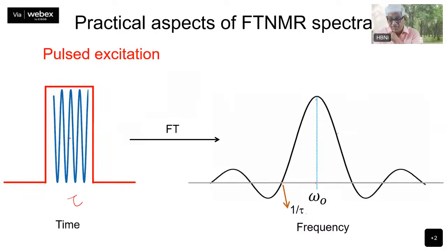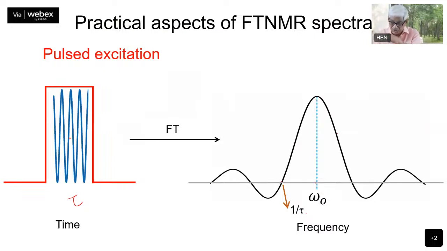So therefore, you will have a very narrow excitation. If tau is equal to 1 second, you will only have 1 hertz on either side. So when you apply soft pulses, you will have to apply long pulses. There is an inverse relationship between the hardness of the pulse and the length of the pulse.